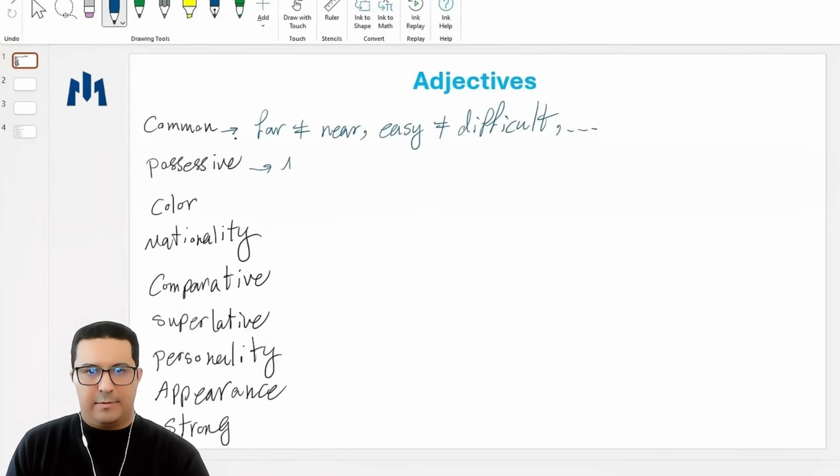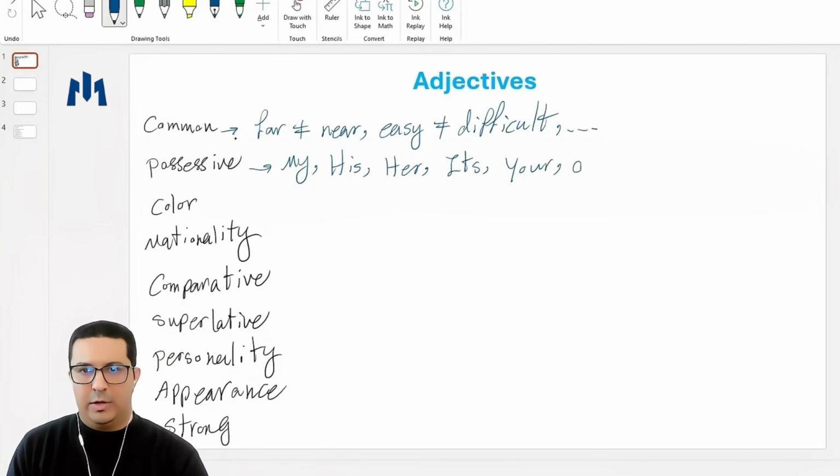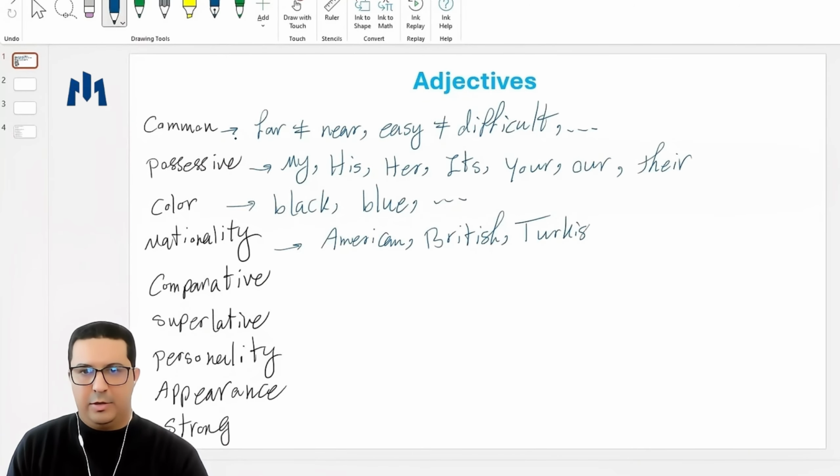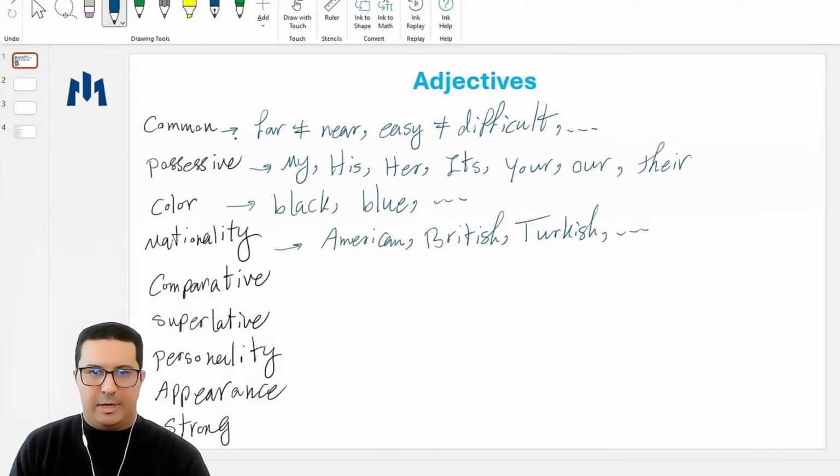Possessive adjectives like, for example, my, his, her, its, your, our, and their, as you see. Color like black, blue, they are adjectives too. Nationalities like, for example, American, British, Turkish, Japanese, for example, and the other things.